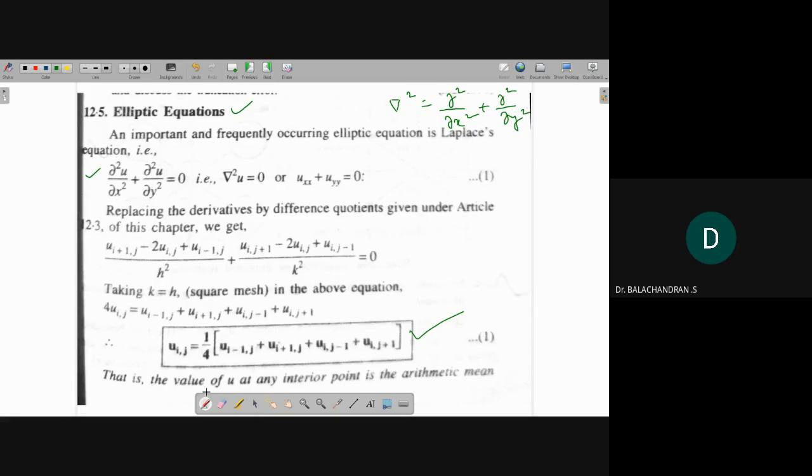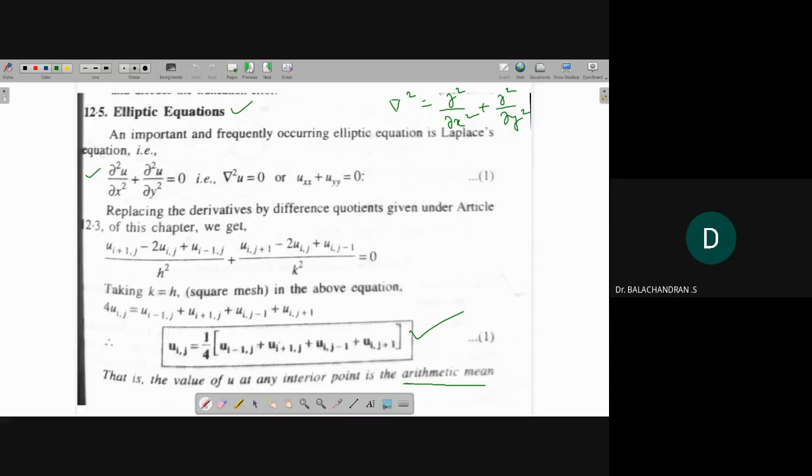So that is, the value of u at any interior point is the arithmetic mean of the values of u at 4 lattice points. Two of them are vertically just above and below, and the other two are in the horizontal line just after and before this point. Okay, so first you can look at this diagram.